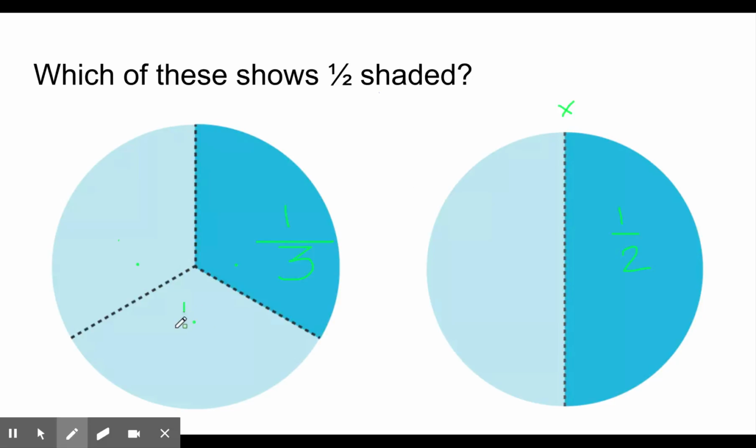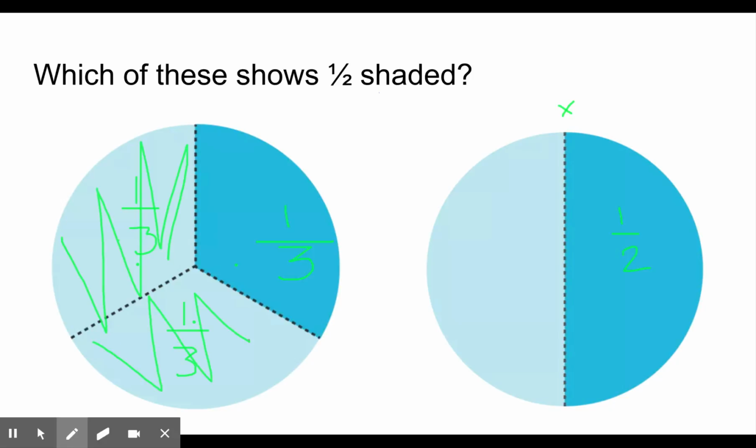This is also 1/3. And this is 1/3. So how many more thirds will we need to shade in to color it all the way in? We would need to shade in 2 more thirds. 1, 2. So that fraction would be 2/3.